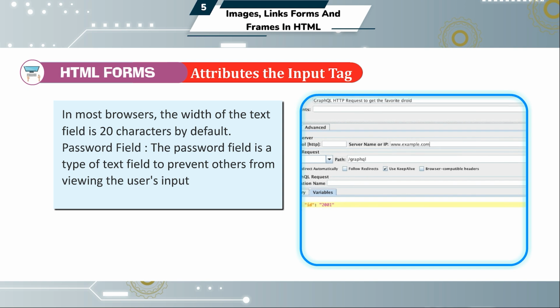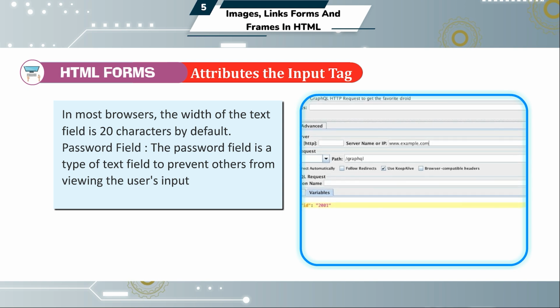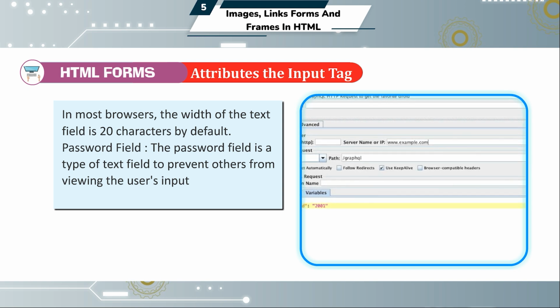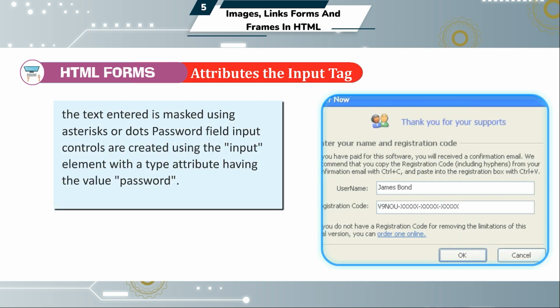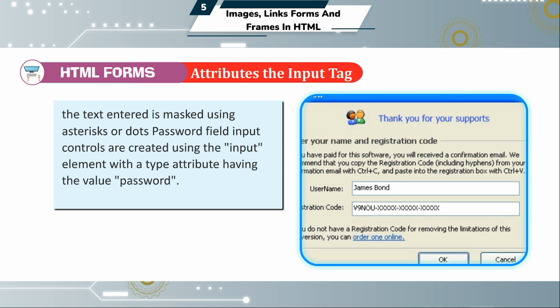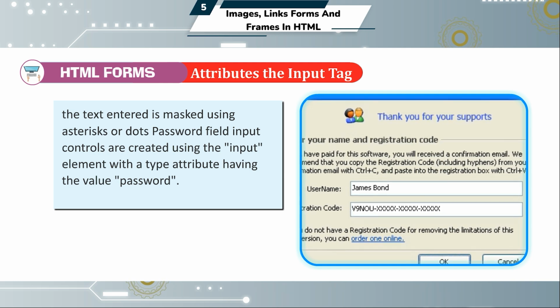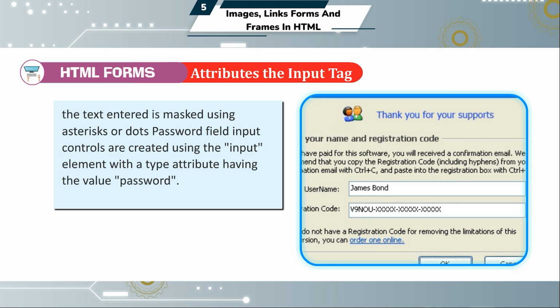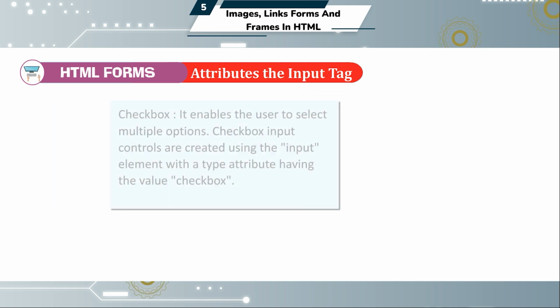Password field. The password field is a type of text field to prevent others from viewing the user's input. The text entered is masked using asterisks or dots. Password field input controls are created using the input element with the type attribute having the value password.